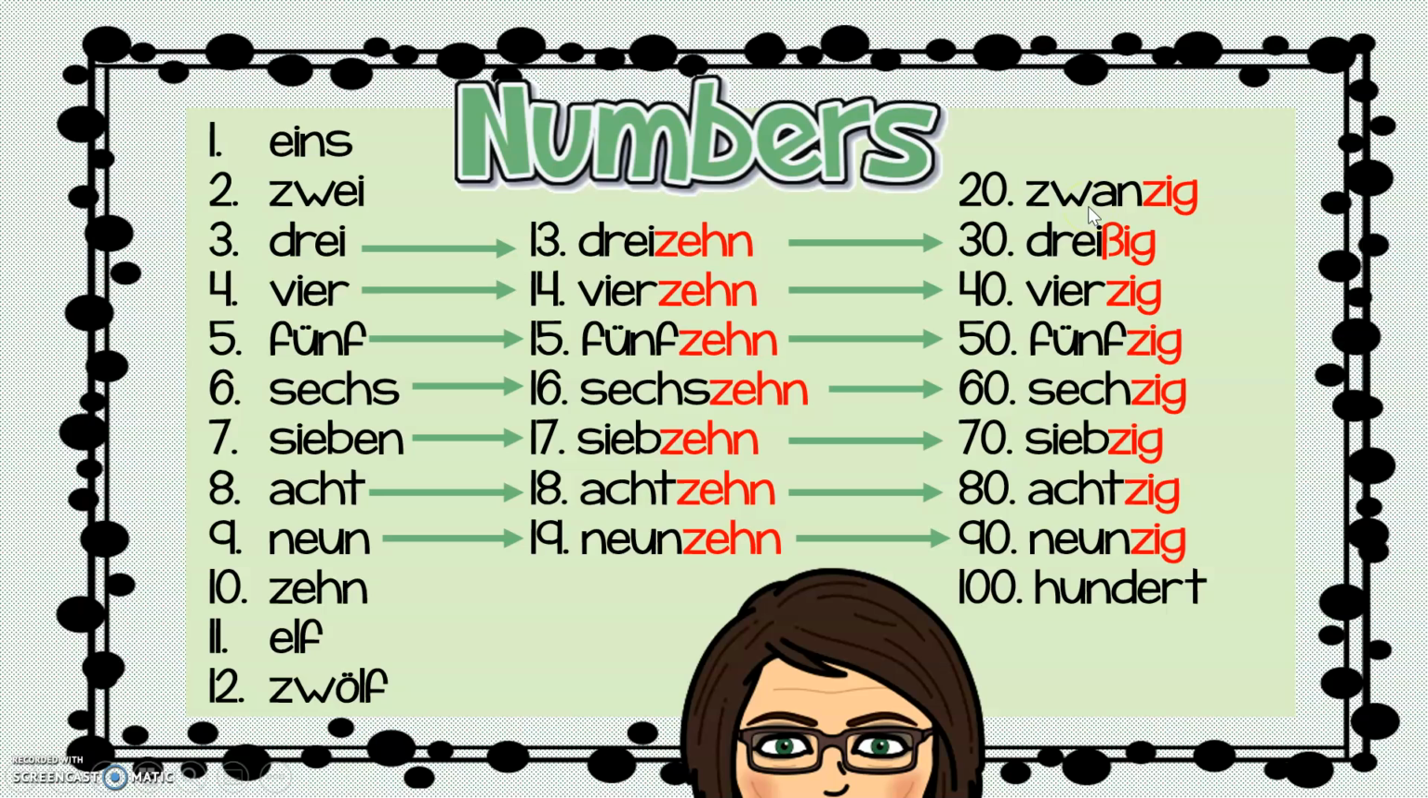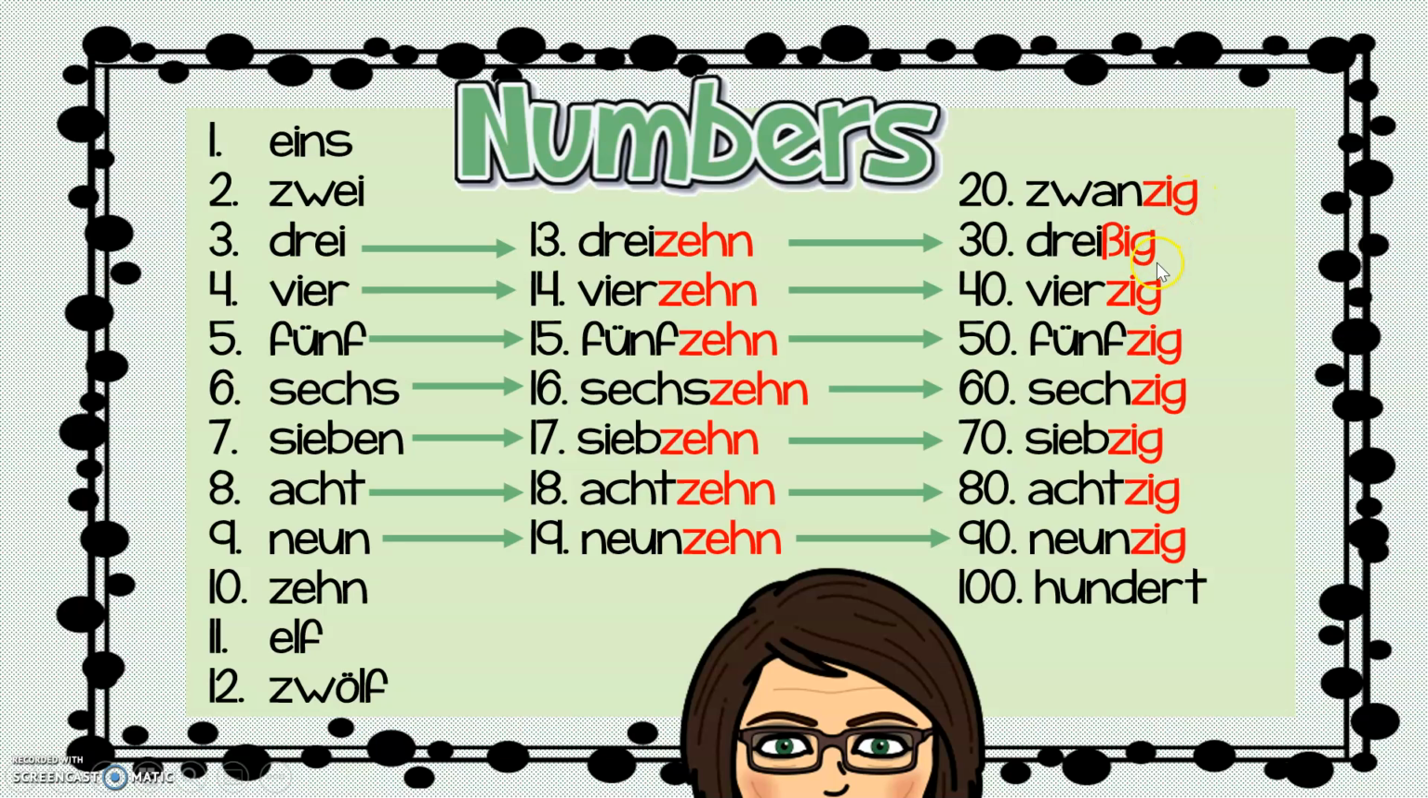20 is a little bit different. If 20 followed the pattern, it should be 20, but it's not. It's 20. It's an exception. 30 is also a little bit of an exception. It's the one decade number that doesn't use ZIG. It uses the S set IG.